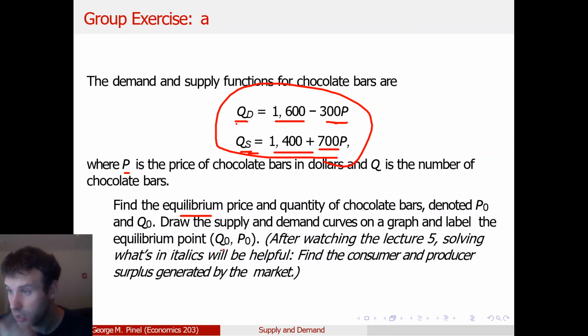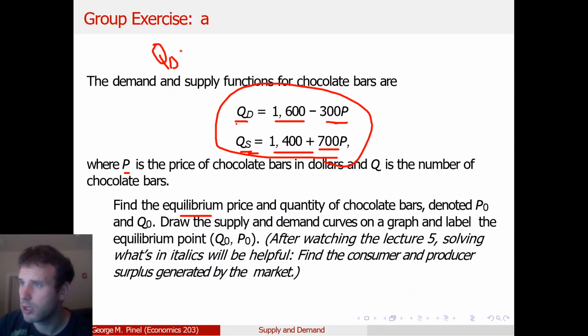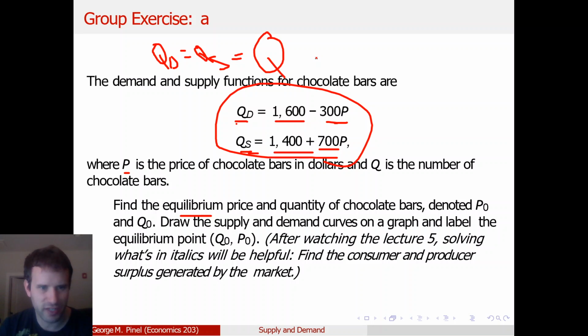So what you're going to want to do is solve this system of linear equations. You're going to set QD equal to QS equal to Q. So you're going to have one common Q. So Q equals 1600 minus 300p, and Q equals 1400 plus 700p. And then you're going to solve for P and Q. I'm going to stop the video here.